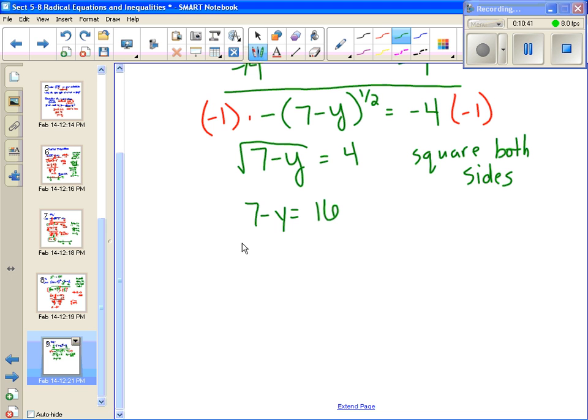Then I'm going to subtract 7 from both sides. We have -y, or the opposite of y, equals 9, which means if you multiply both sides by -1, you get y equals -9.